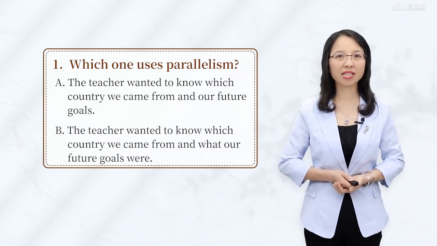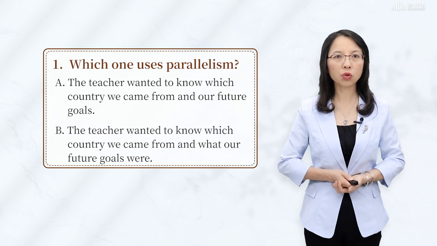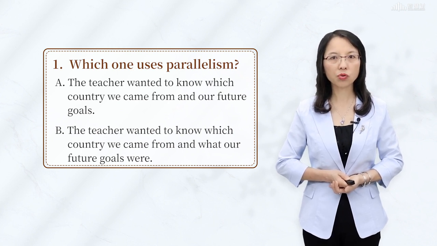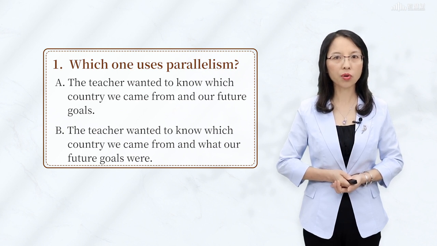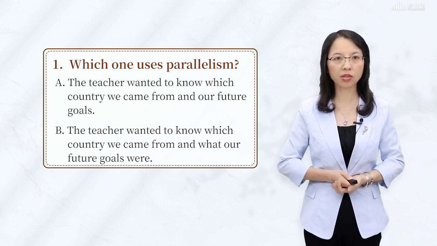Sentence B has a parallel structure. The two parallel parts, which country we came from and what our future goals were, are both noun clauses.